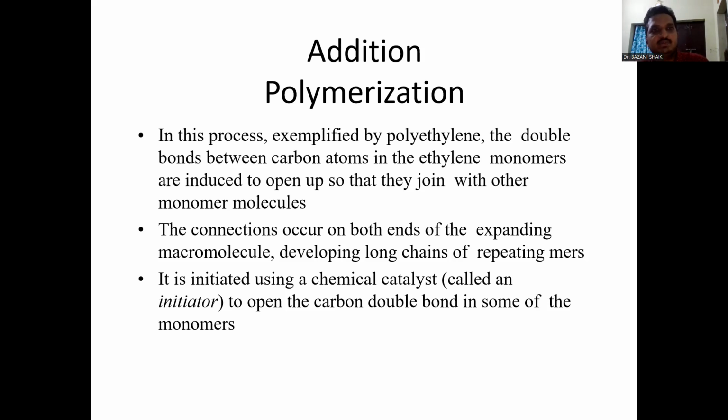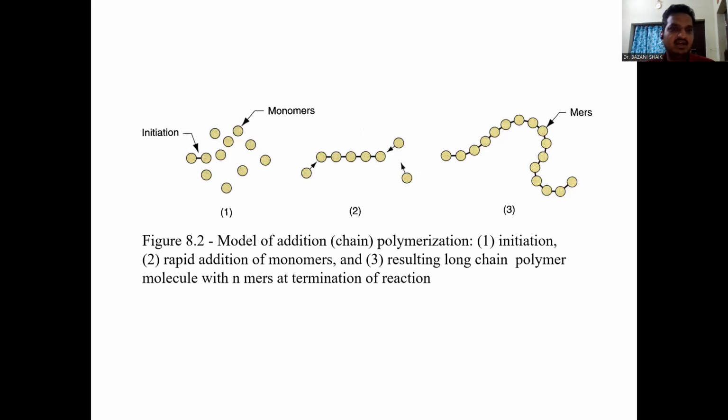And coming to addition polymerization, the process is exemplified with respect to polyethylene. Ethylene monomers are introduced, and the connections are started by what is called an initiator. You can observe the structures. These three figures show the model of addition, or chain, polymerization.